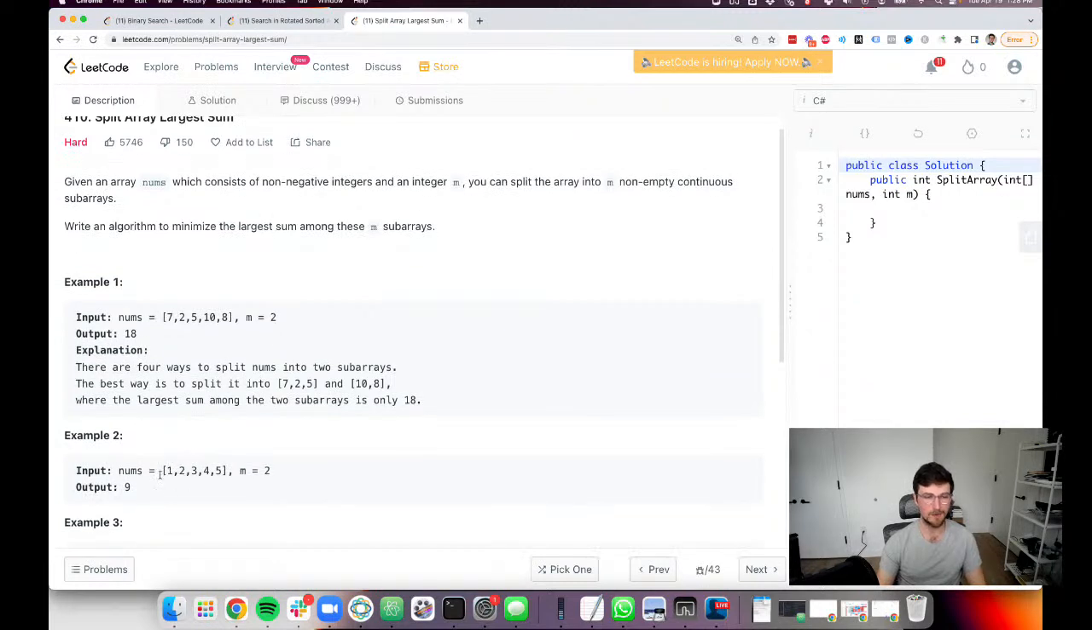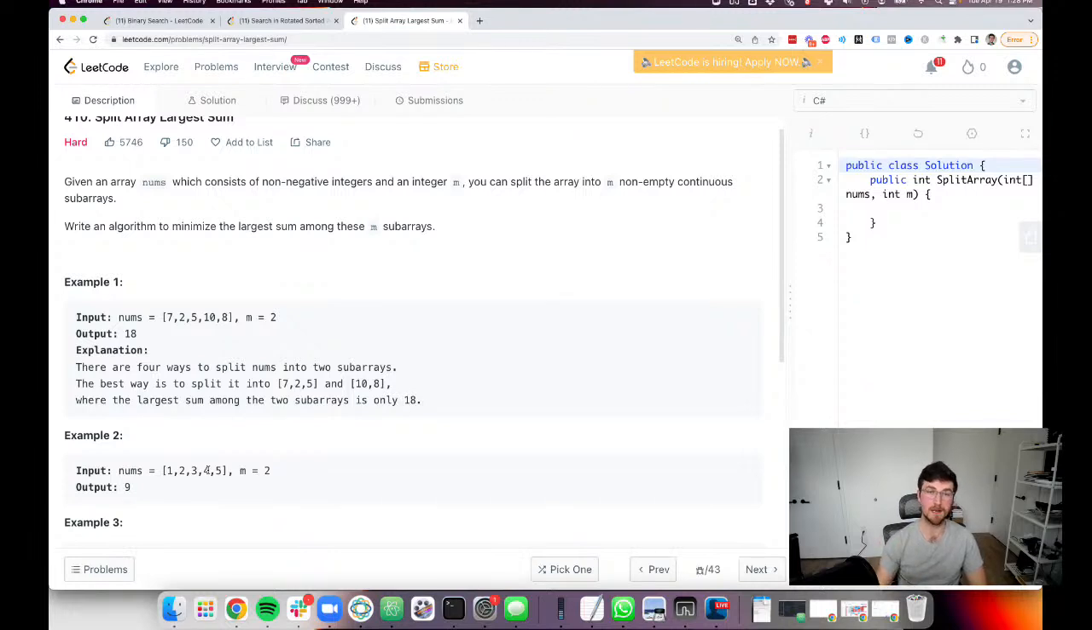In this other example, we're given this array, we also want to split it into 2. And so in this case, I believe that we end up with 1 plus 2 plus 3 is 6, and then 4 plus 5 is going to be 9. If we changed it at all, you would see that the maximum would be greater.